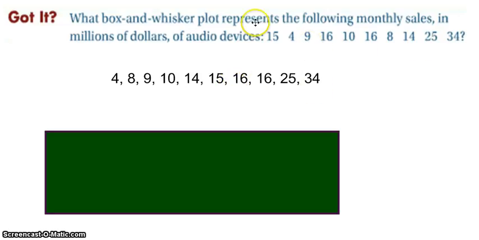But 10 being an even number tells me that finding my median is going to be a little bit more difficult. So now I count 1, 2, 3, 4 off the left side, 1, 2, 3, 4 off the right side, and I'm left with just 14 and 15. So my median is actually going to be between those two at 14 and a half.